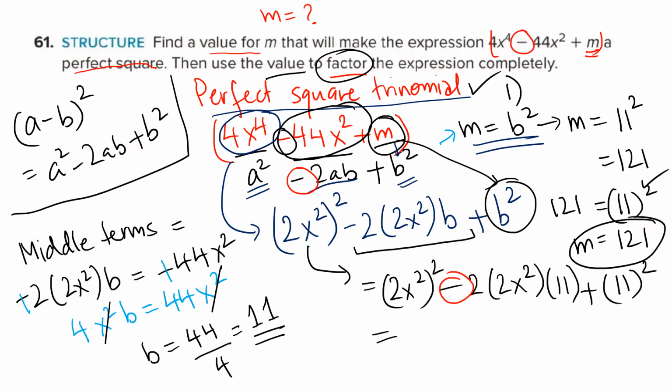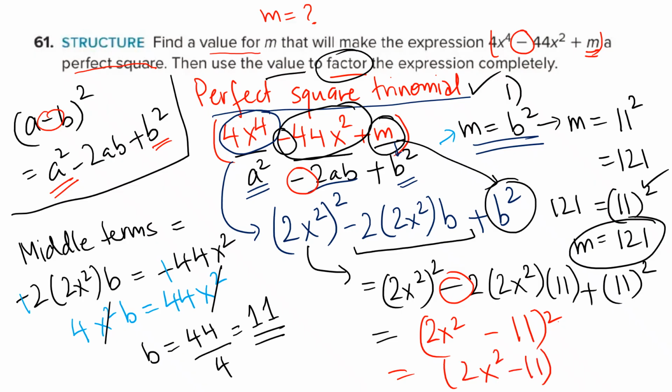Here also. So the first term a square is how much? 2x square. The second term b, how much? We just now found 11. And what is the sign in between? Negative. This is going to be my final answer. What are the two factors? 2x square minus 11. It is a repeated factor. How do you know it is repeated? The power is 2. This is going to be the final factorization for this question.